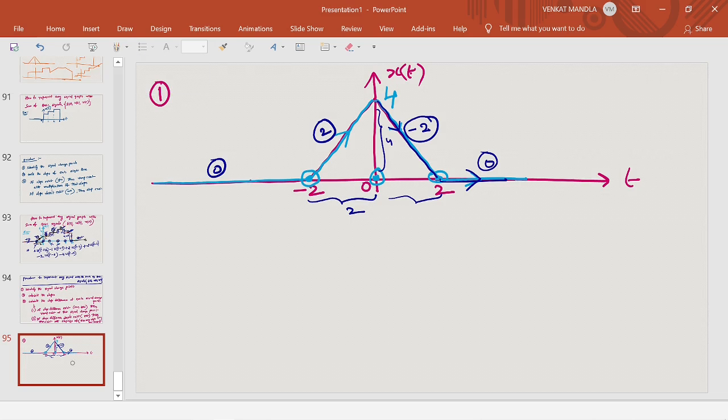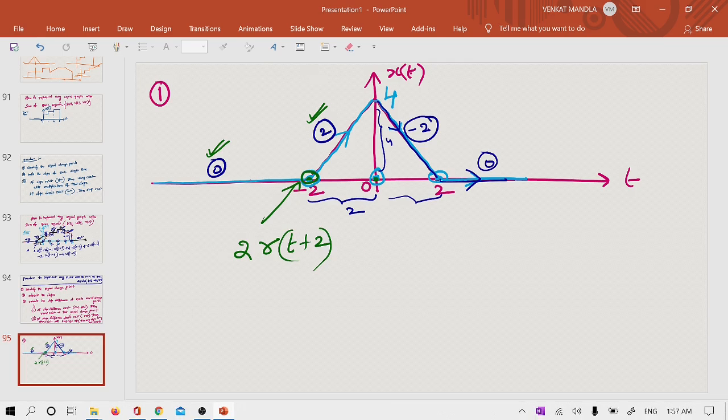So the signal changing point at t equal to minus 2, we have to write. To write the equation at a signal changing point, we have to calculate the slope difference. What is the final slope here? 2. Initial slope 0. So slope difference is 2 minus 0, 2. So ramp exists. Ramp exists means 2 times r of t plus 2.